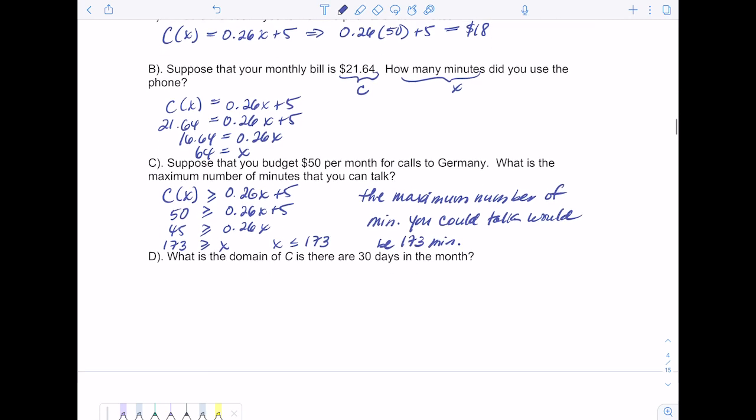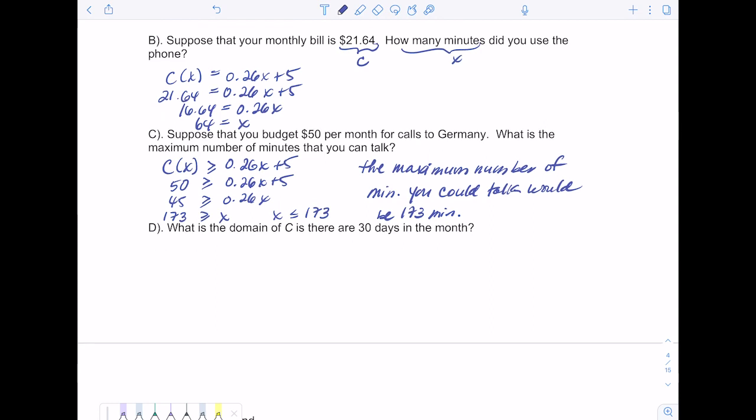Okay. And then last but not least, it says, what is the domain of C if there are 30 days in the month? So remember, domain refers to x. So we know that x is minutes, and I need to figure out how many minutes there would be in 1 month. So we know there's 60 minutes in 1 hour, and there's 24 hours in 1 day. So we would do 60 times 24, which gives us 1440 minutes per day.